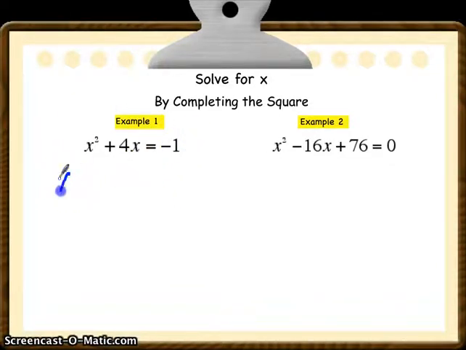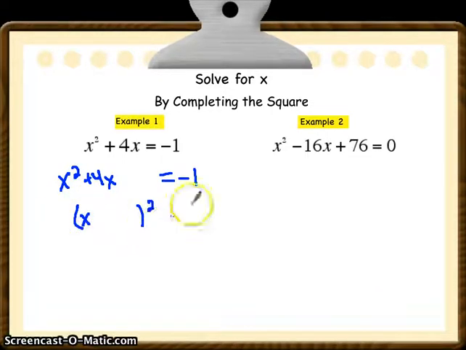I actually like the fact that x squared and 4x are on their own over here at the left, and I'm going to leave that negative 1 on the right. Therefore, I can now try to complete the square. I know that I've got an x in the front, and I know that I'm going to have that perfect square, that quantity squared.